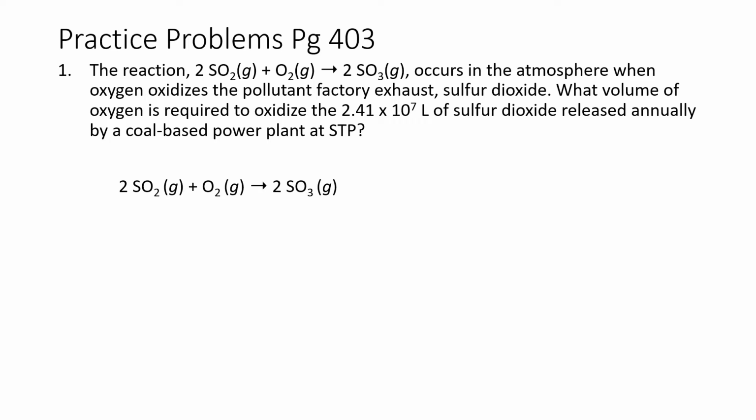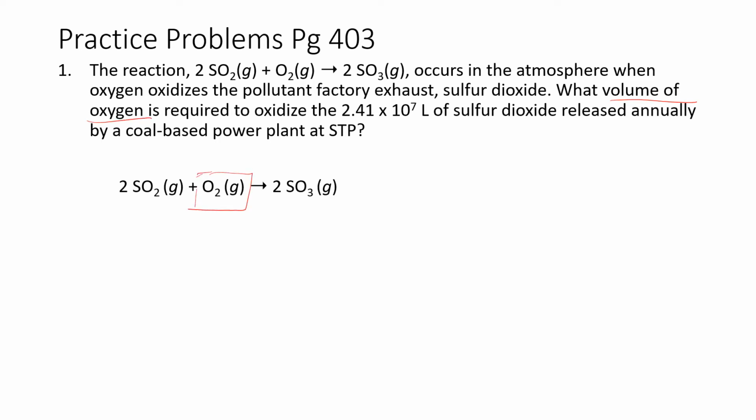So the reaction shown occurs in the atmosphere when oxygen oxidizes the pollutant factory exhaust, sulfur dioxide. What volume of oxygen is required to oxidize the 2.41 times 10 to the 7th liters of sulfur dioxide released annually by a coal-based power plant at STP? So we've got sulfur dioxide plus oxygen. The sulfur dioxide is what's released from the power plant, adds to the oxygen already in the air, and it makes sulfur trioxide.